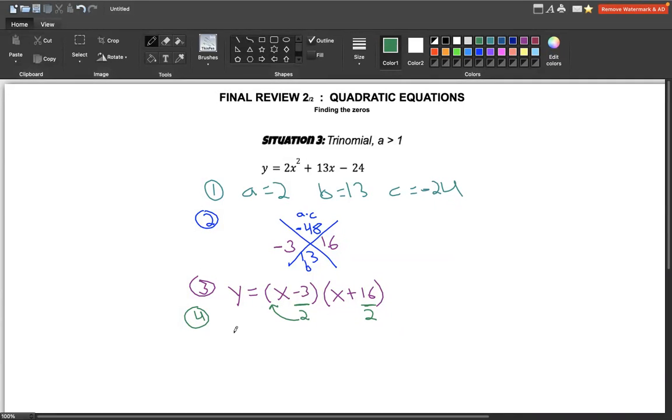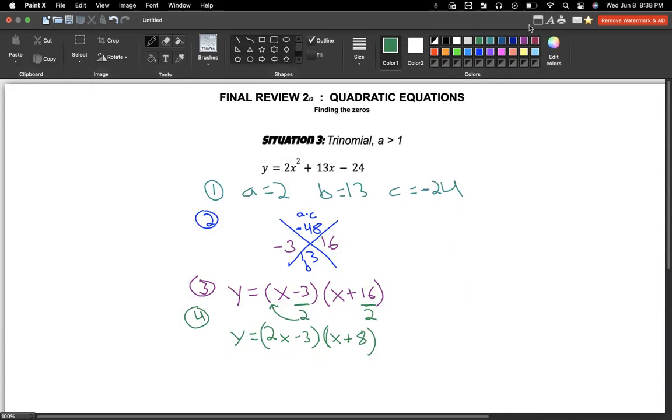So for this one, what you're going to get is y equals 2x minus 3. You just slide it in front of the x, and you keep the negative 3. Now let's look at this one. X plus 16 divided by 2. 16 divided by 2 is 8. It's a whole number. It divides evenly. So we can just make it 8. If it divides evenly, you do. If not, you slide it up. And those are your factors.